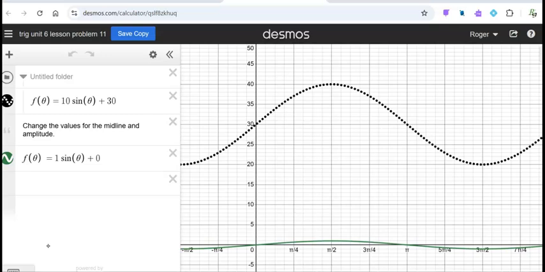So this is the graph of that equation, and what we're asking you to do here is change the values of the midline and the amplitude. This is more of an investigation. For example, if I change the number 1 to something else, and if I change that 0 to something else, can you predict where the graph is going to be? So this is more of a change-the-values activity. Let's see how well you are at predicting where the graph would be located. So again, go ahead and do that.